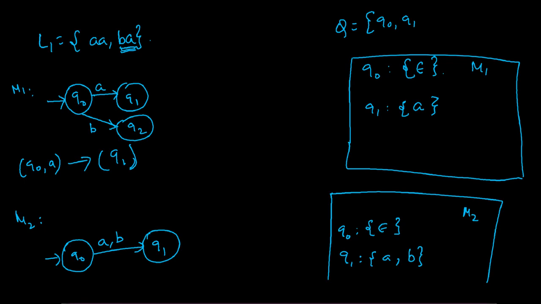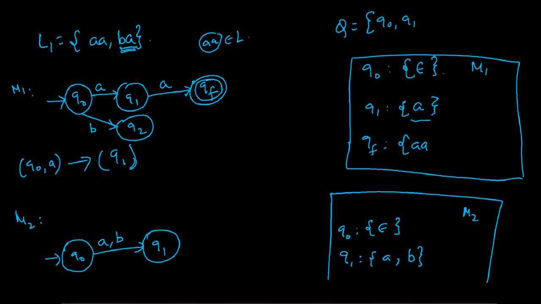Q1 on seeing A. If you are at state Q1, it means the string traversed so far is A. If you see another A, then the string traversed so far is AA. AA belongs to the language, so whatever state you define here has to be a final state. So QF represents AA.